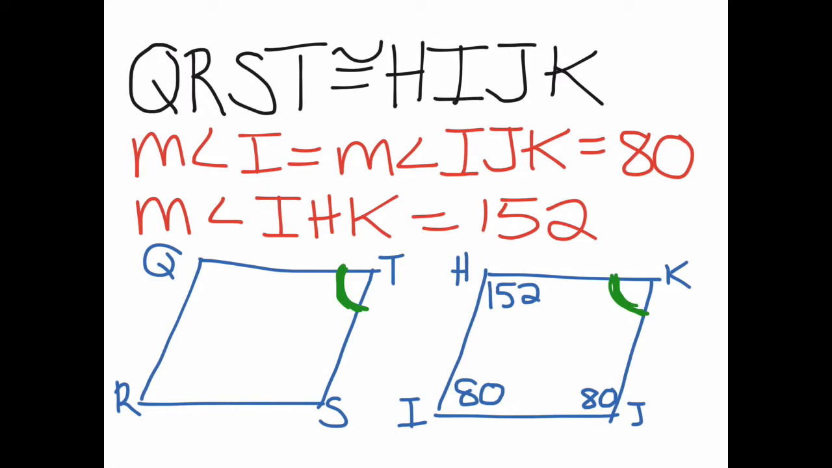angle over here, JKH. So if we remember that there's 360 degrees inside every quadrilateral, we can subtract out the rest of the values and get our total. And what you find out is that angle K here is 48 degrees. And if angle K is 48 degrees, so is angle T, and that's the answer to your problem.